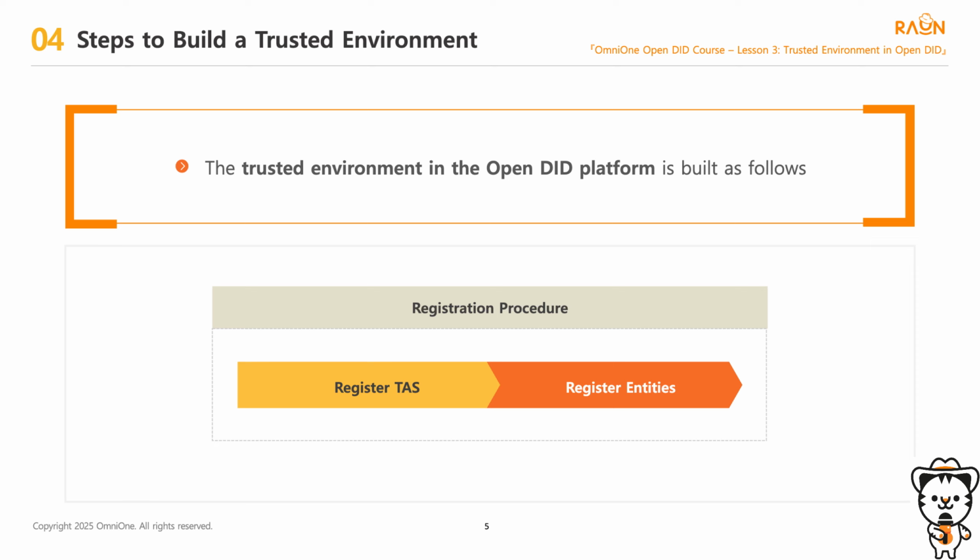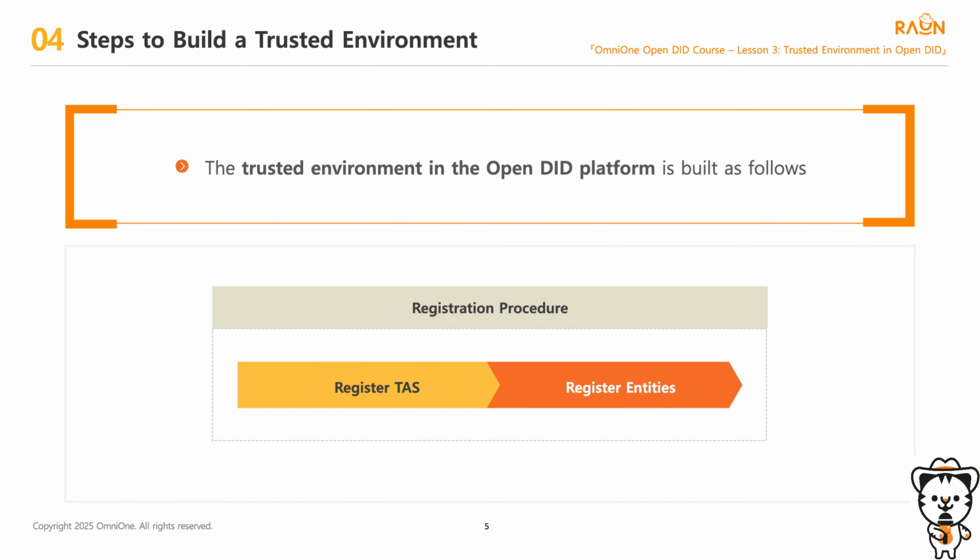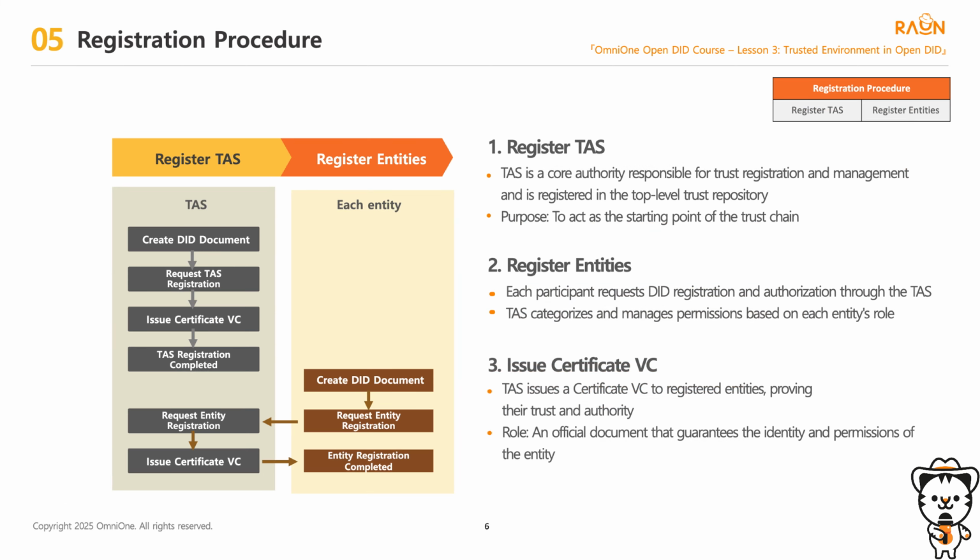Next, we'll look at the process of establishing the trusted environment. In the OpenDID platform, the process includes TAS registration and entity registration. The TAS registration is the initial step where TAS is officially registered as the trust anchor. Entity registration involves subsequent registrations of issuers, verifiers, and others through TAS. Let's walk through each of these steps in detail.